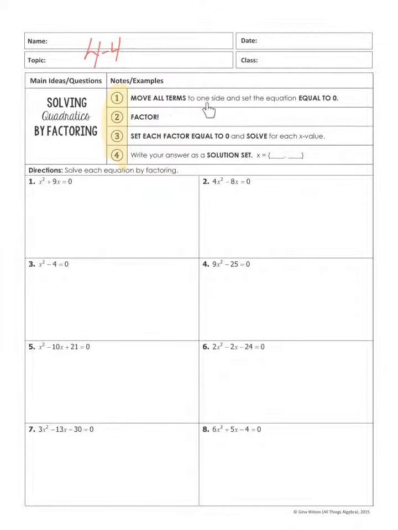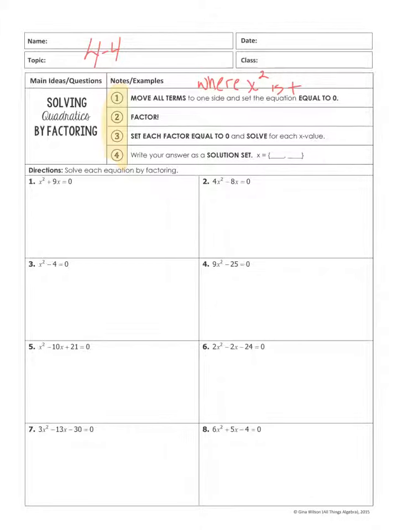So first you're going to move all terms to one side and set the equation equal to 0. I like to move things to where x squared is positive. That just makes it easier for factoring. Then once you have everything on one side and one side equaling 0, you're going to factor. Then you'll set each factor equal to 0 and solve for x.